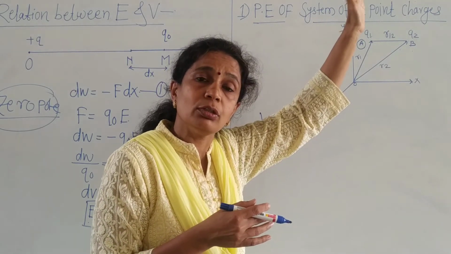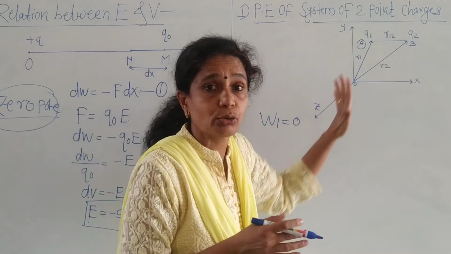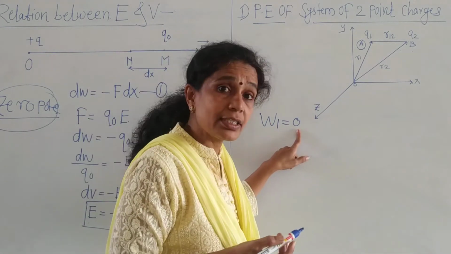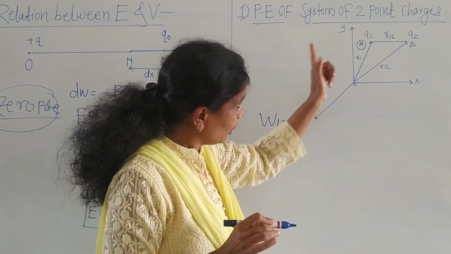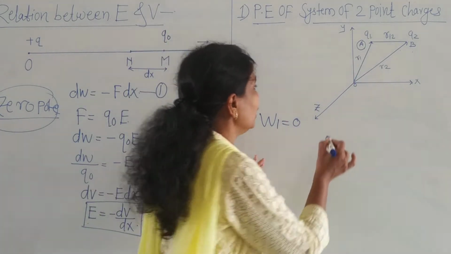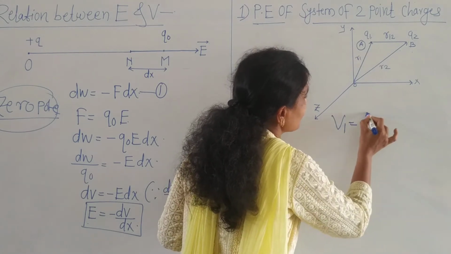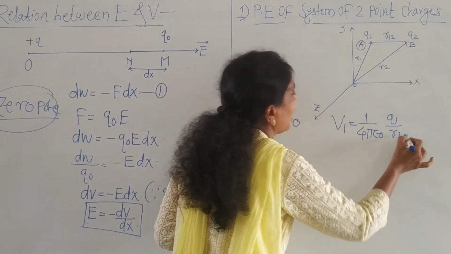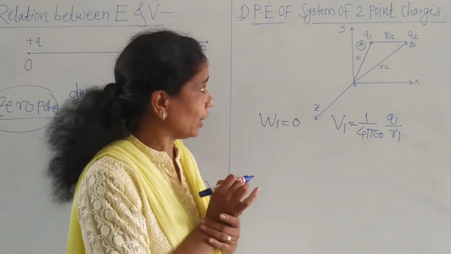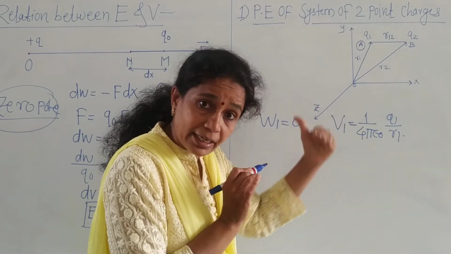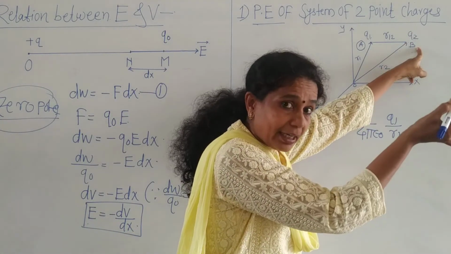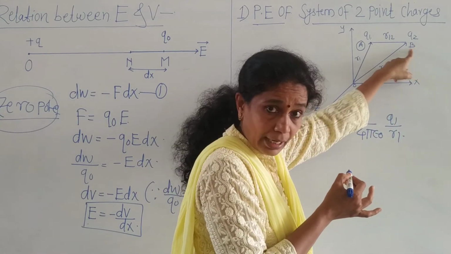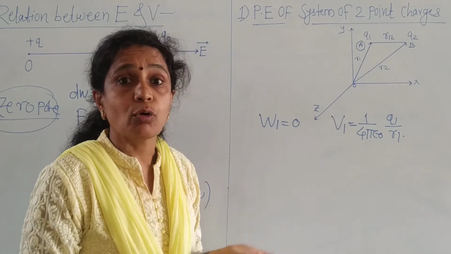Charge Q2 is still at infinite distance, so there is no electrostatic field. Therefore there will be no work done. Therefore W1 is equal to 0 and the potential due to this charge Q1 is given by V1 is equal to 1 upon 4 pi epsilon 0 into Q1 upon R1. Now to bring the second charge Q2 from infinite distance to point B at a distance of R2, what is the work done?